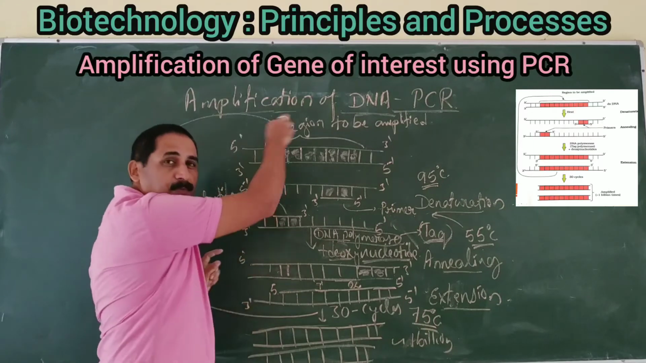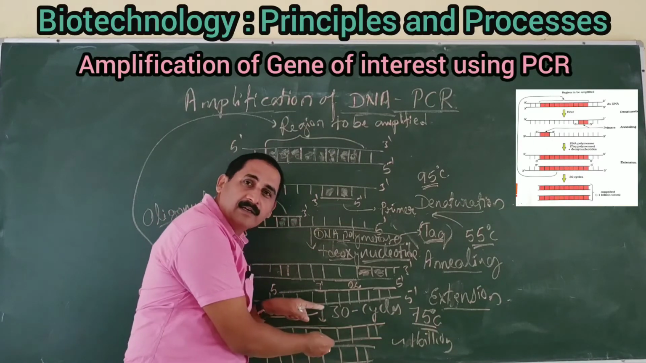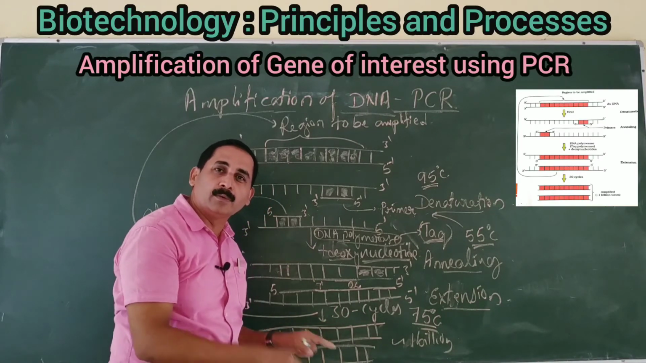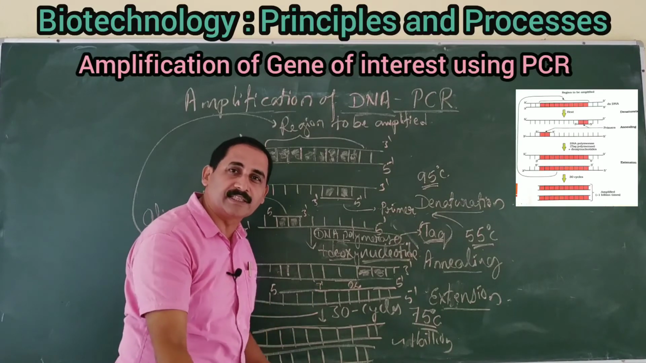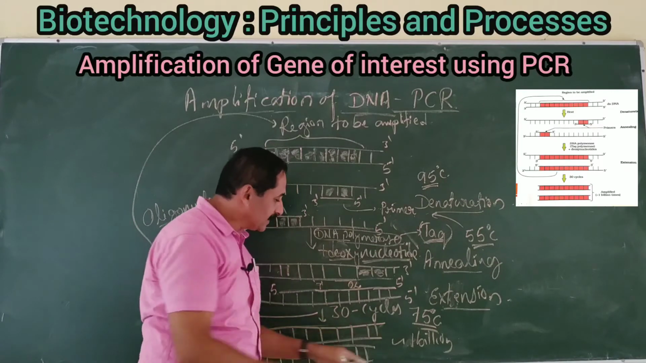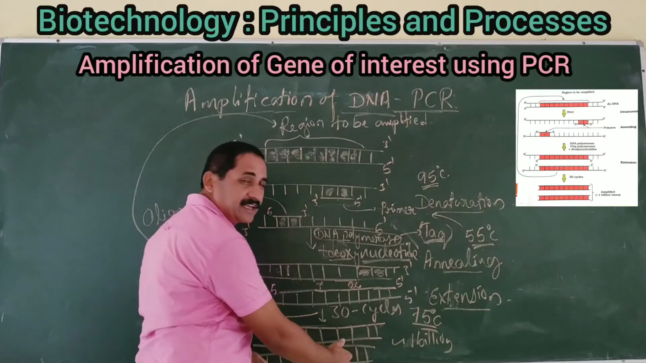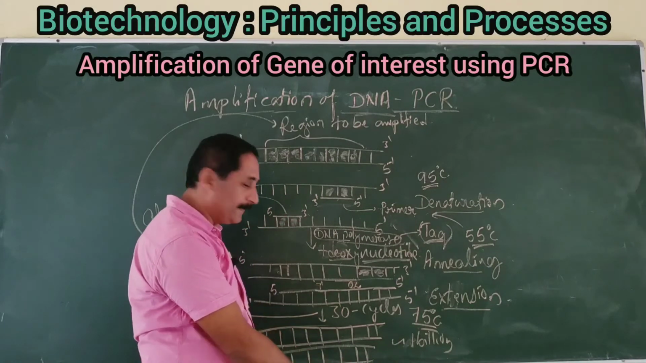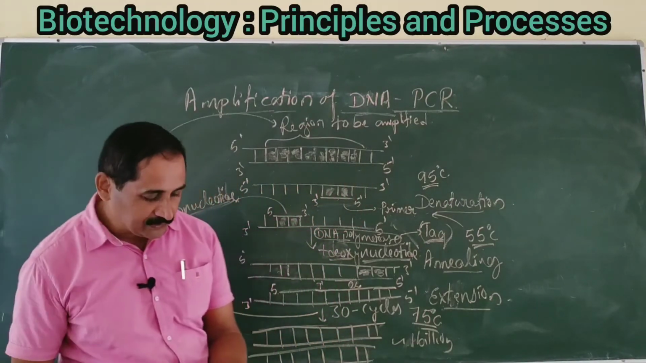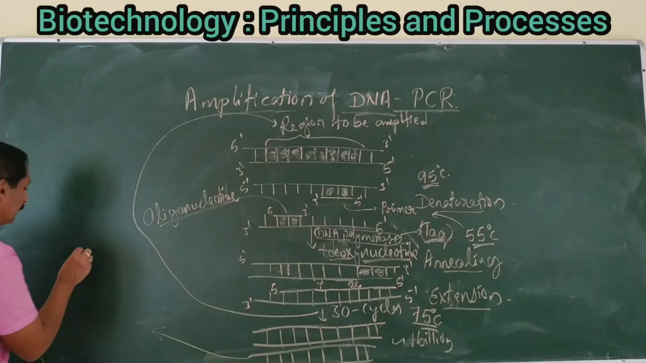If you repeat the same process about 30 cycles, the doubled DNA fragments again multiply, 2 into 4, 4 into 8, 8 into 16. In the same way, it doubles. Within 30 cycles, it produces nearly 1 billion copies of DNA. So this is the target gene, a region to be amplified. This target gene so formed should be introduced into a plasmid vector.